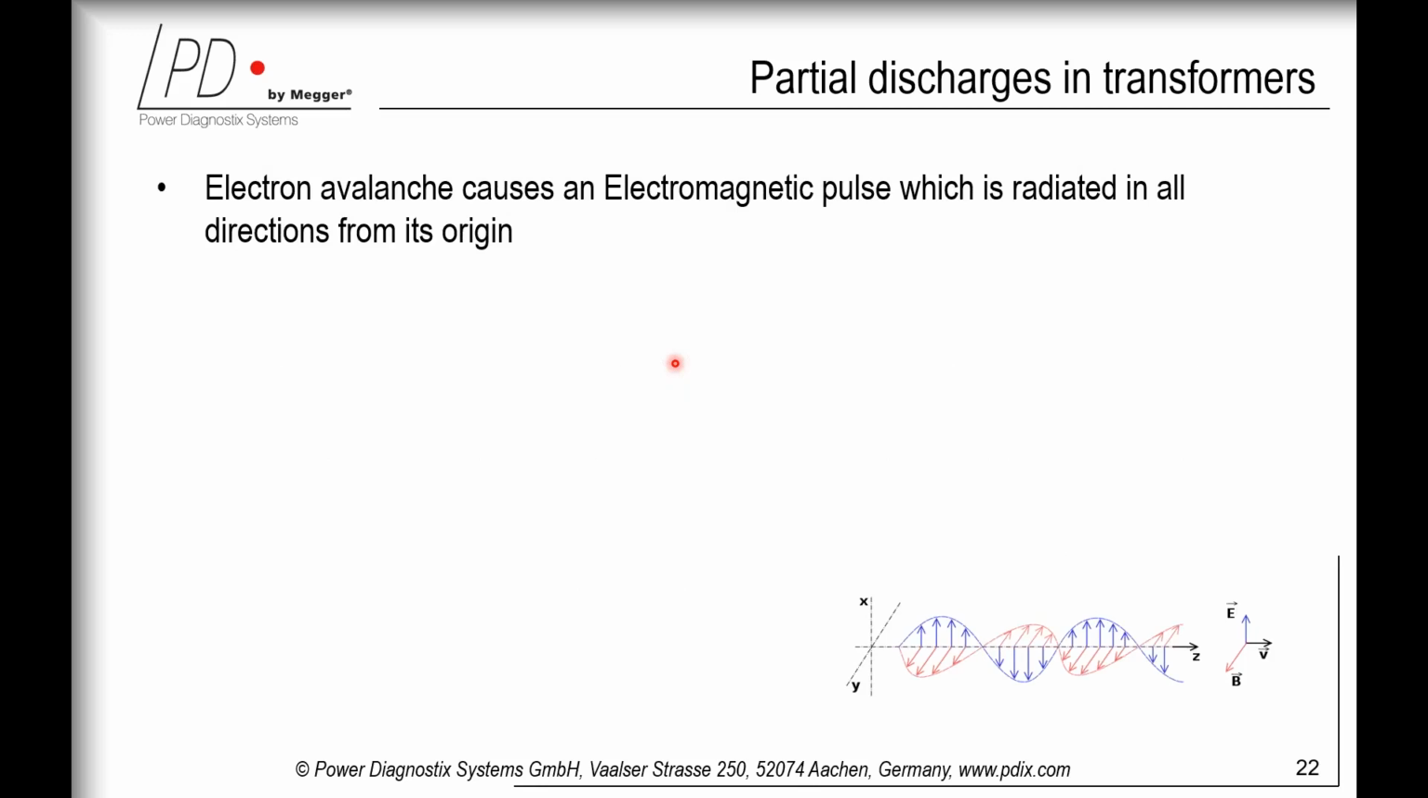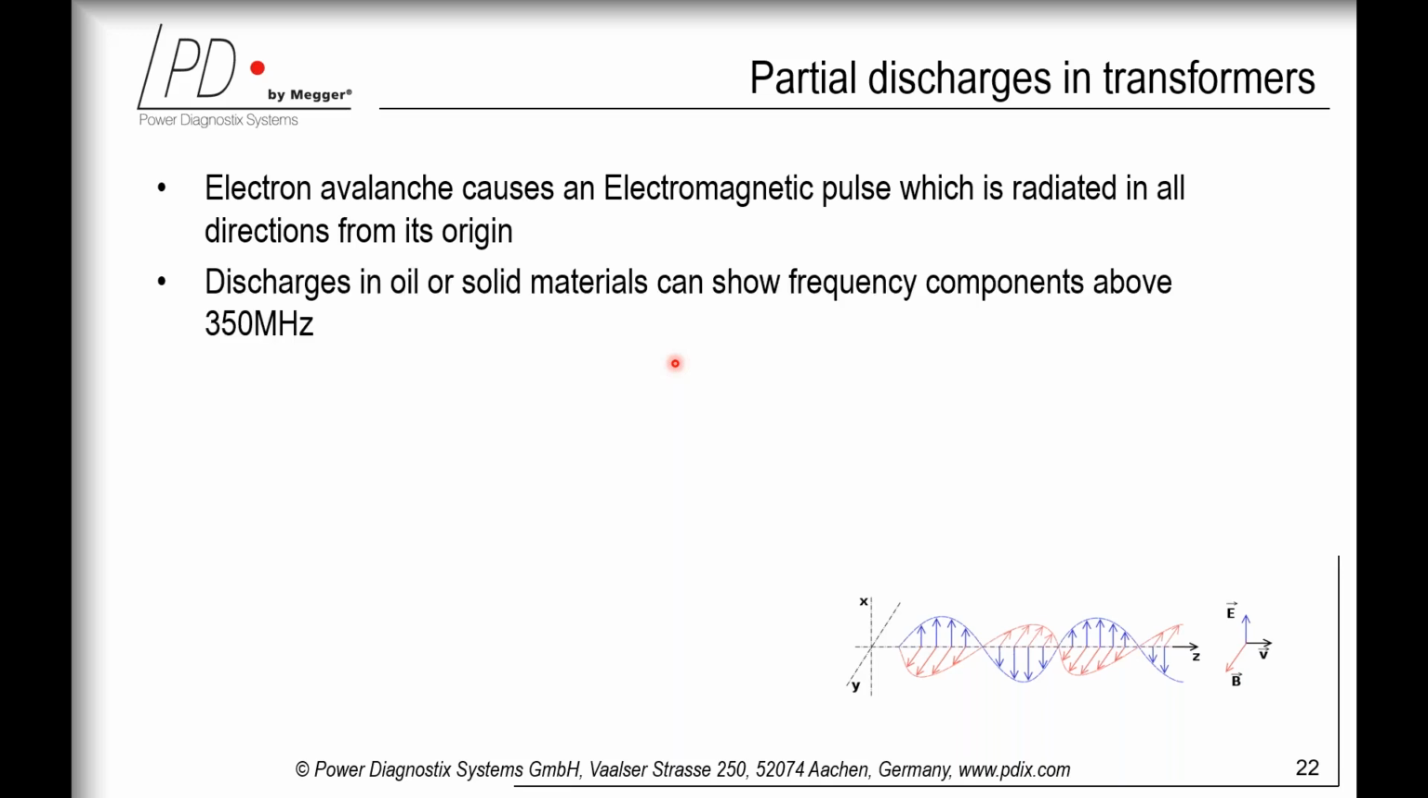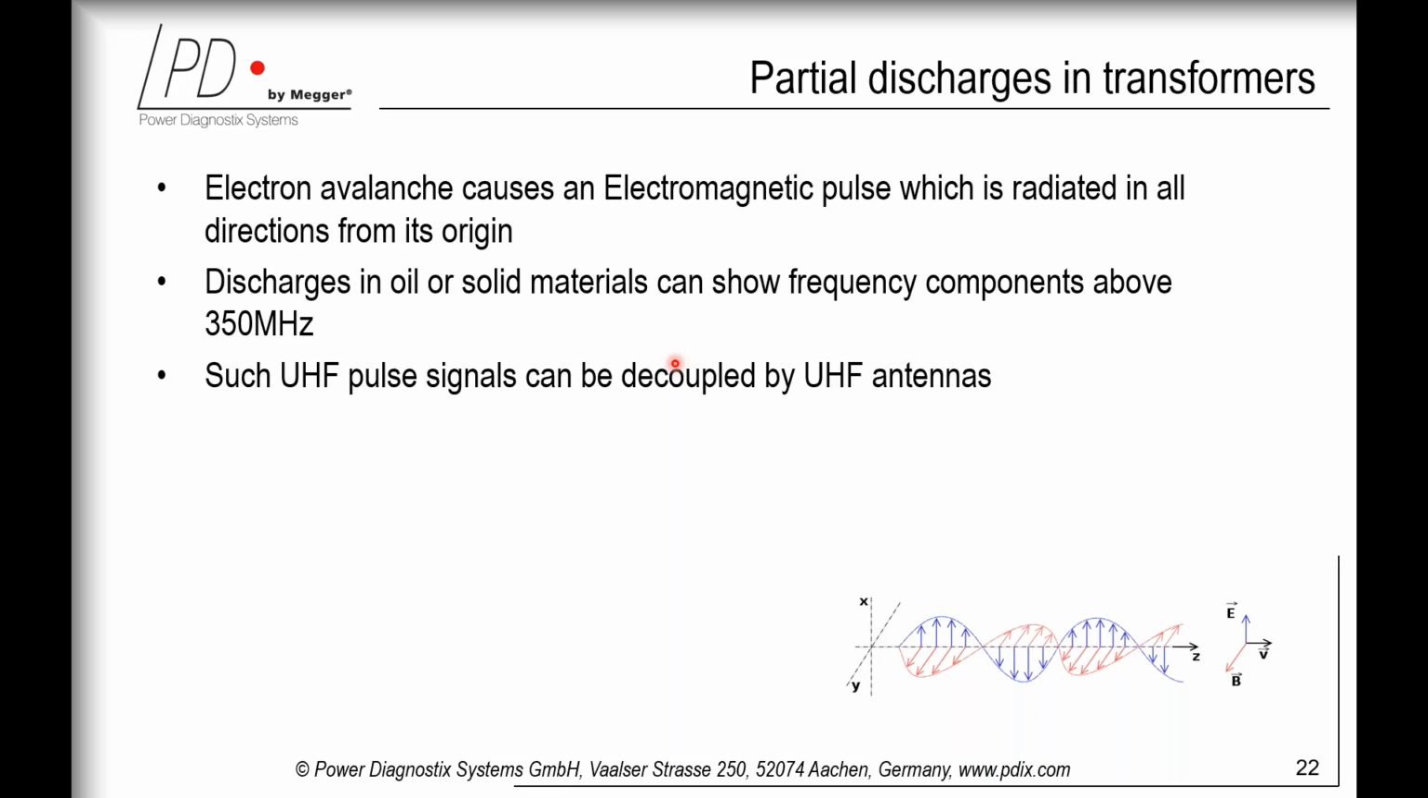The mentioned electron avalanche causes an electromagnetic pulse, which is radiated in all directions from its origin. While discharges in nitrogen go up to 350 megahertz, discharges in oil or solid materials can also show frequency components above 350 megahertz. Such UHF signals can be decoupled by UHF antennas.